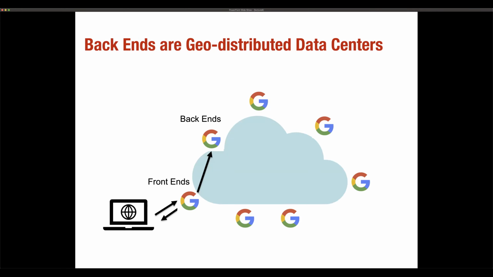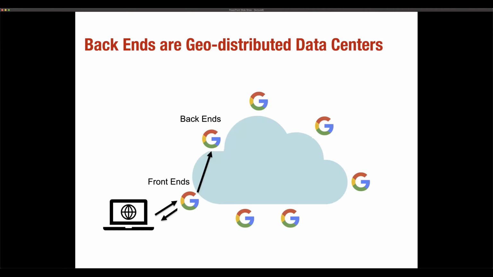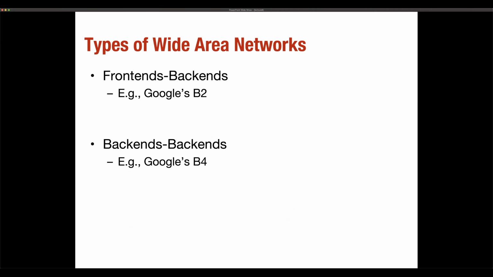So now there are two types of wide area networks that exist for these entities. One is the one that connects the front ends with the back ends, right? So if you go back to this figure, the front end needs to talk to the back end. Those back ends can be very close to you geographically, but technically this front end should be capable of talking to almost all the backends of this content provider, in this case, Google. So that's one type of wide area network.